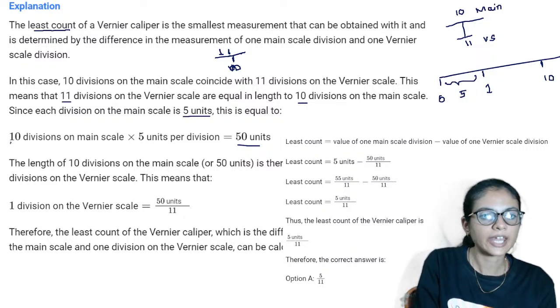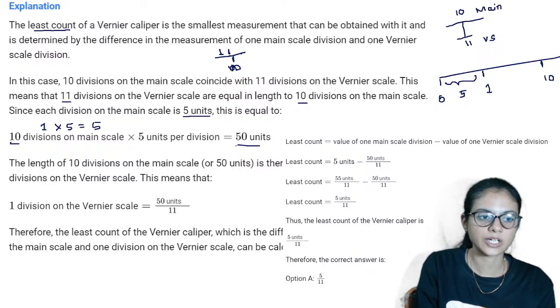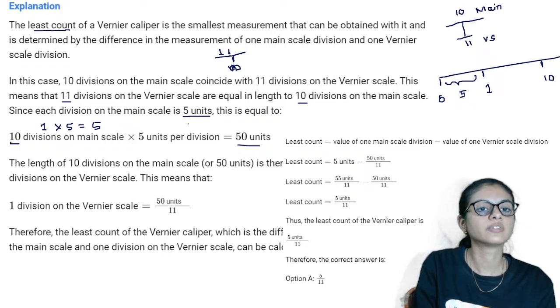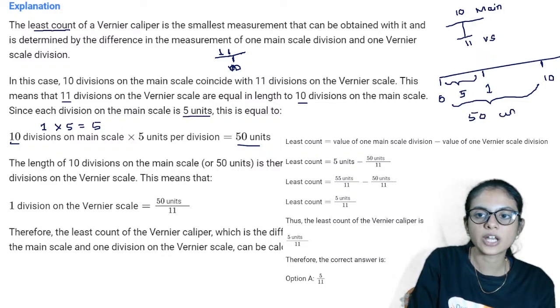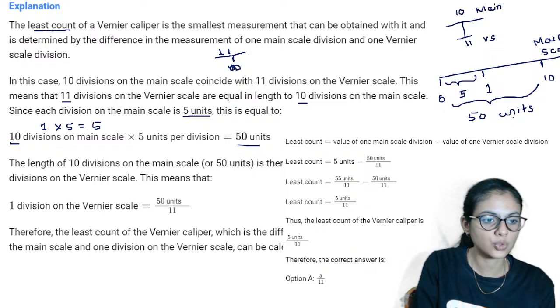For one division, 1 into 5, that is 5 units. For 10 divisions, it will be equal to 10 into 5, which is 50 units. So what is the least count of this vernier? What is the difference of numbers? In between, this has 50 units. So 50 units exist in the main scale. I'm talking about the main scale between 0 and 10. Clear? Between 0 and 10, there are 50 units.